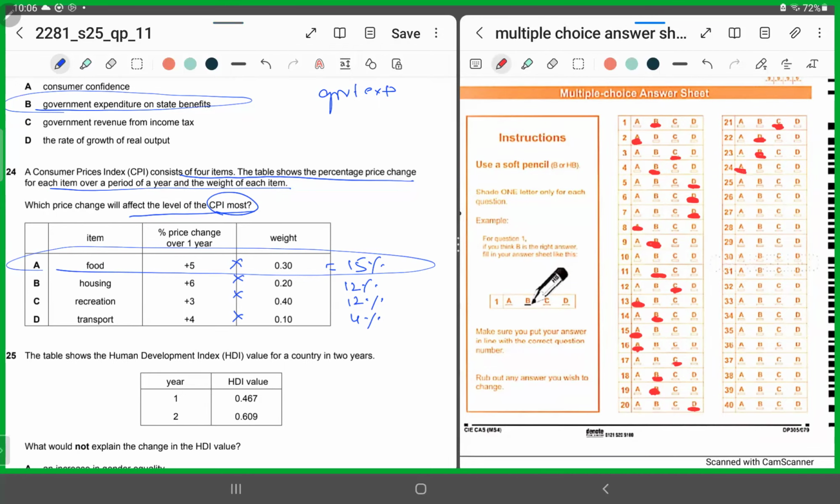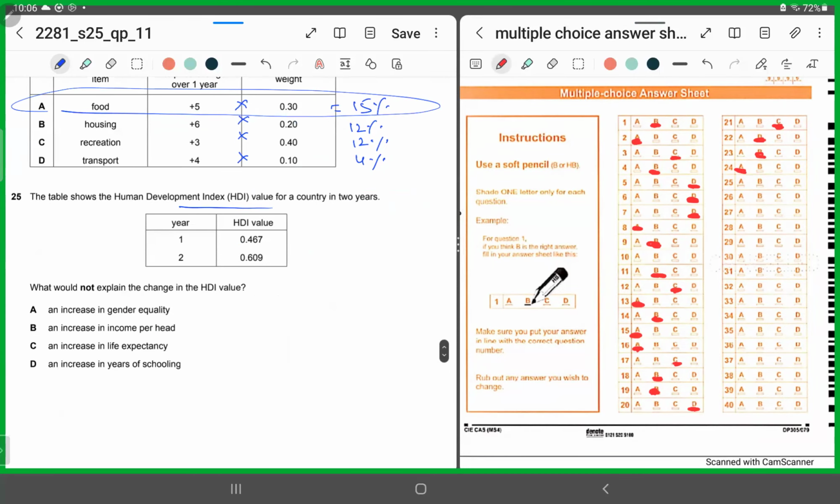Number 25. The table shows HDI value for a country in 2 years. They are saying what could not explain the change in the HDI value. HDI value considers gross national income. It considers life expectancy and education. So it includes B, it includes C, it includes D. What it does not include is gender equality. And so for 25, we'll shade in A.